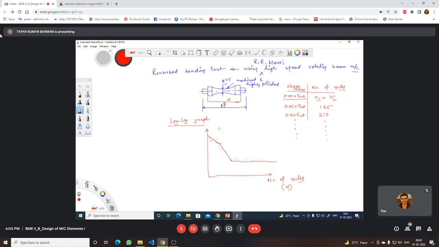So this is called fatigue strength S. This curve is popularly known as the SN curve. From here we try to estimate the value of the endurance limit. So here you will find three regions.